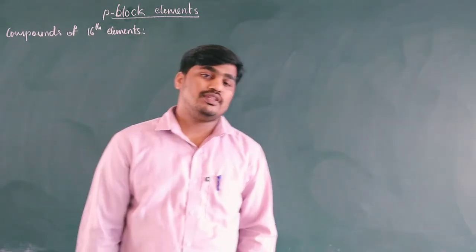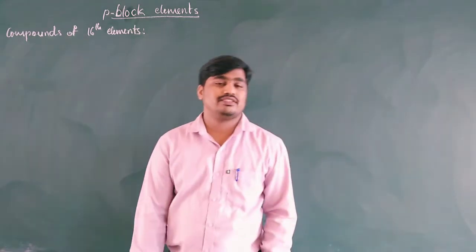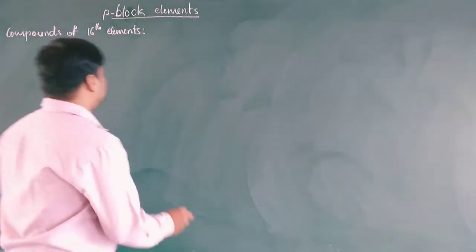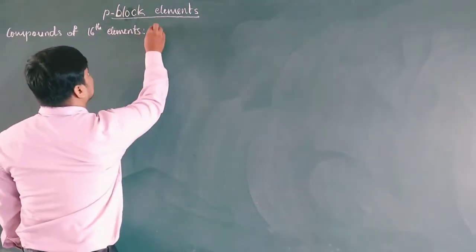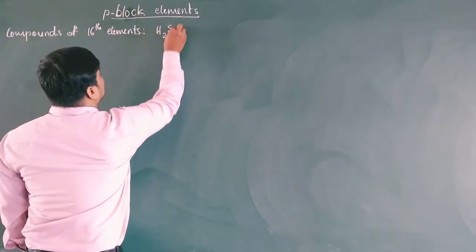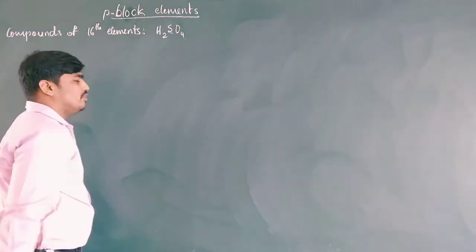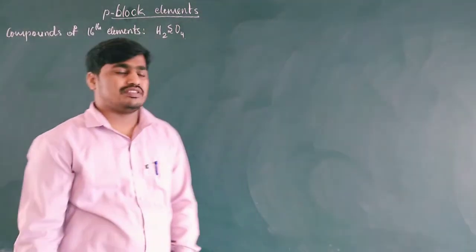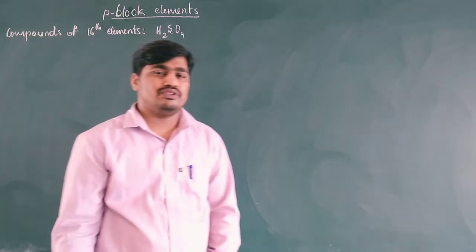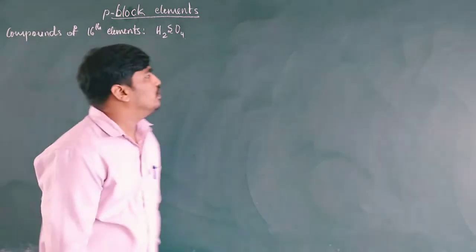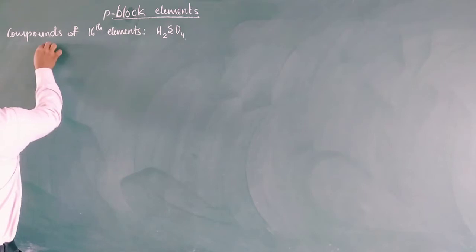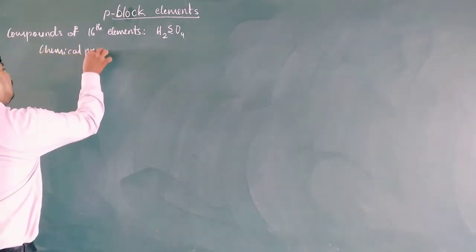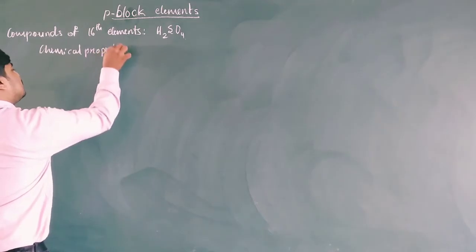Next, the very important concept of sulfuric acid, that is the chemical properties of sulfuric acid. Under the compounds of group 16 elements, for H2SO4 sulfuric acid, the preparation method was discussed. So just for your knowledge purpose you can refer to the book. Okay, the chemical properties of sulfuric acid.